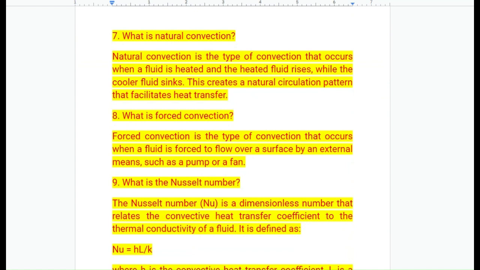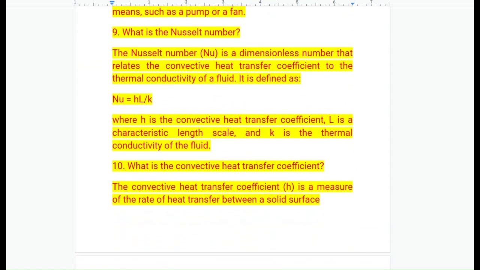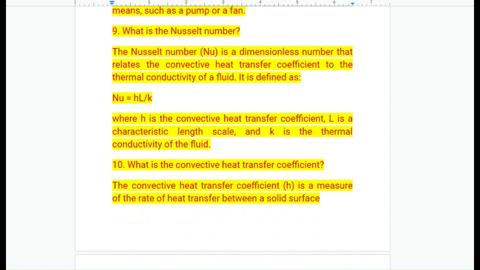9. What is the Nusselt number? The Nusselt number, Nu, is a dimensionless number that relates the convective heat transfer coefficient to the thermal conductivity of a fluid. It is defined as Nu = hL/k, where h is the convective heat transfer coefficient, L is a characteristic length scale, and k is the thermal conductivity of the fluid.